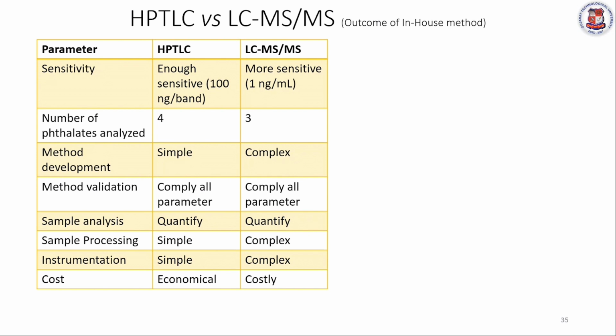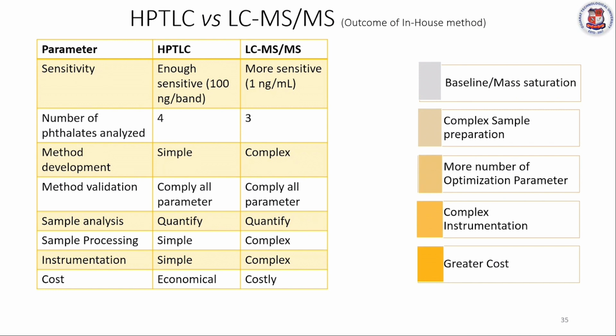Method validation: in both cases, it complied with the validation parameters. Sample analysis: yes, we can quantify in both cases. Sample processing is also a simple process. Instrumentation and cost-wise, HPTLC also has its own benefits. So we came to conclude that in LCMS-MS there is a possibility of mass saturations, complex sample preparations, more optimization parameters, complex instrumentation, and greater cost for this type of study.